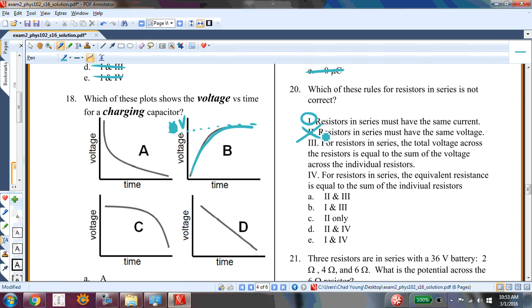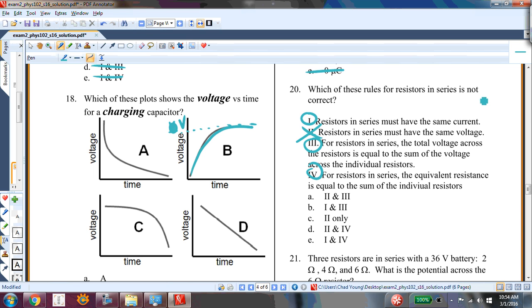For resistors in series, the total voltage across the resistors is equal to the sum of the voltage across the individual resistors. Yeah, that's true. For resistors in series, the equivalent resistance is equal to the sum of the individual resistors. That's true too. So I'm looking for 1, 3, and 4. Let's see, number 20.